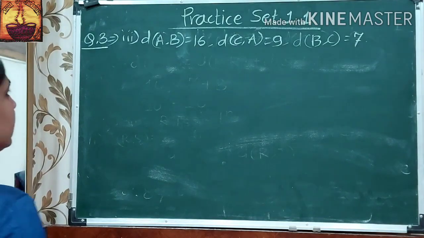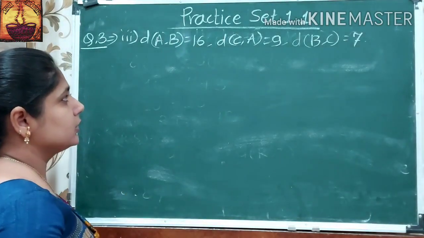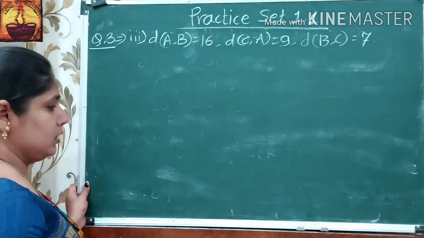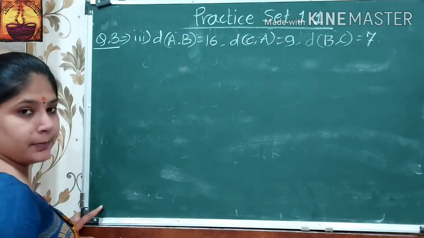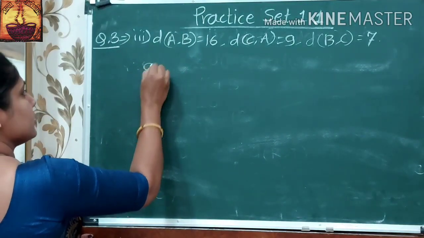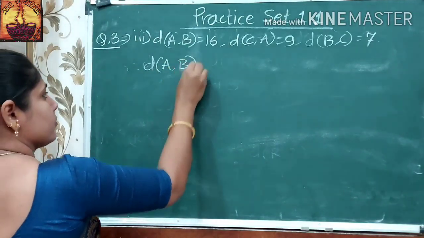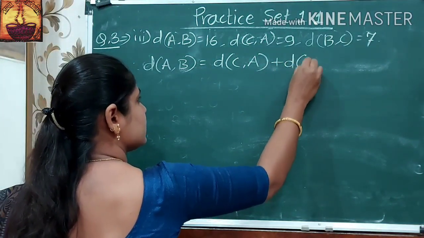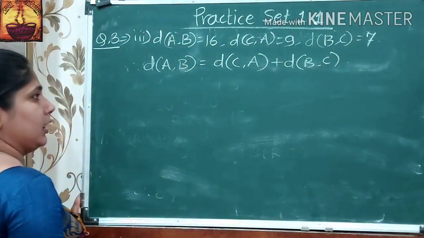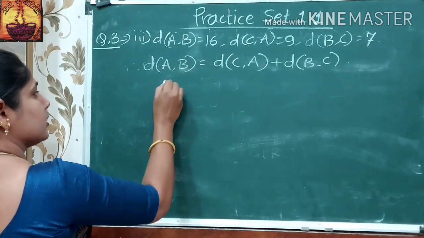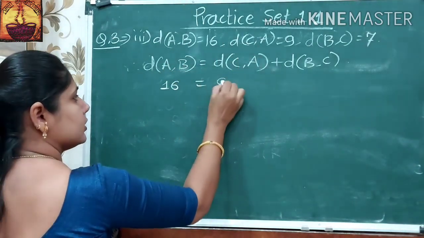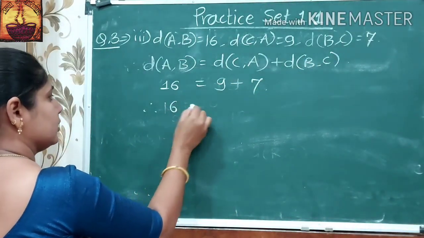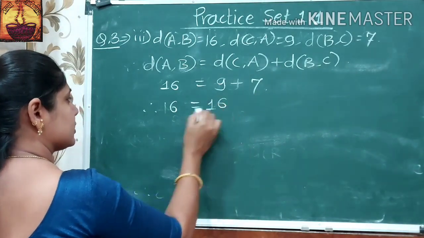Now the third example is distance AB is equal to 16, distance CA is equal to 9 and distance BC is equal to 7. Here the greater distance is distance AB. Therefore, we write here distance AB is equal to distance CA plus distance BC. Write the values of these distances. Distance AB is 16, equal to CA is 9 plus BC is 7. Therefore, 16 is equal to 9 plus 7, which is 16.